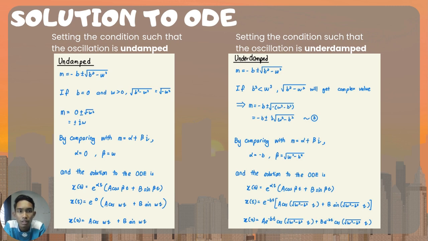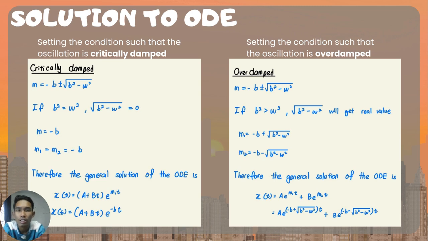Next, for the undamped case, we have b equal to 0. This means there is no damping and our roots become purely imaginary. The solution is a simple harmonic motion with constant amplitude. Other than that, in the critically damped case, b squared equals omega squared. The roots are real and equal, resulting in a solution that returns to equilibrium as quickly as possible without oscillating.